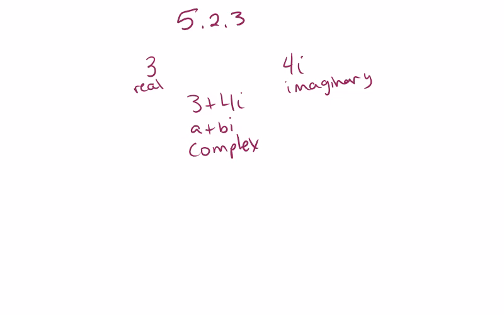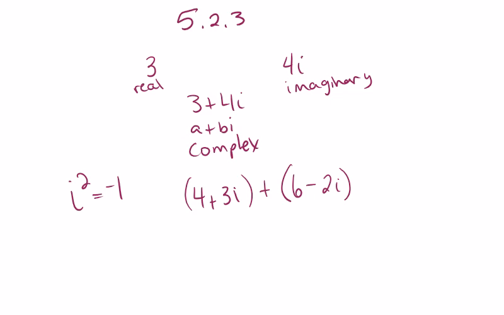Okay, so operations with complex numbers, we treat the i kind of like you would treat a variable, always remembering that i squared equals -1. So if I have 4 plus 3i plus 6 minus 2i, then you just combine like terms. So 4 plus 6 is 10, 3i and -2i is 1i. Okay, so it's just like you would treat it as if it was an x.